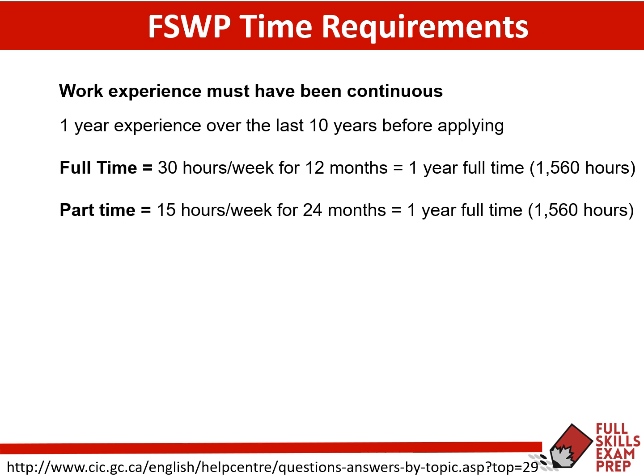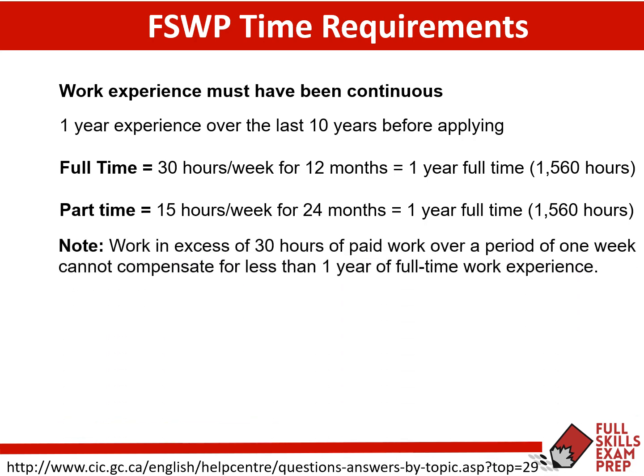Okay, so when we're looking at those 12 months of work, full-time means 30 hours per week for 12 months. And remember that that has to be 12 continuous months in order to meet that minimum of 1 year experience. If the person worked part-time, that would have to be 15 hours per week for 24 continuous months. Of course, if a person works 100 hours a week, it doesn't reduce the amount of time that is needed. So if a person works, let's say, 60 hours per week for 6 months, that doesn't mean he worked for a year.